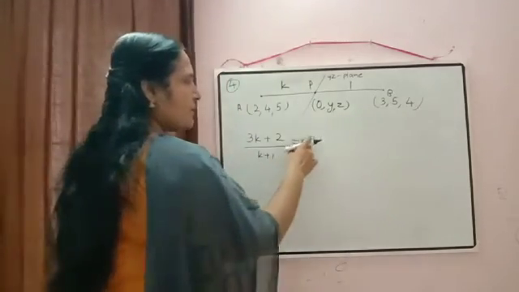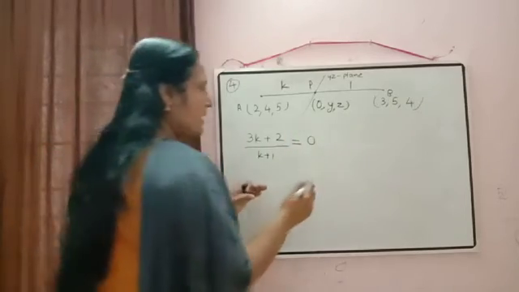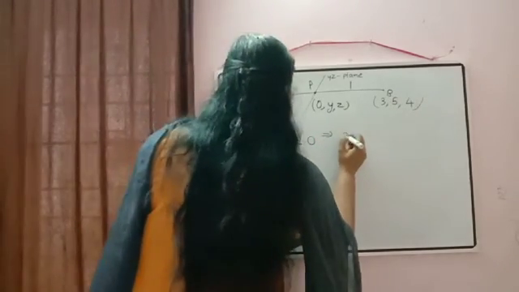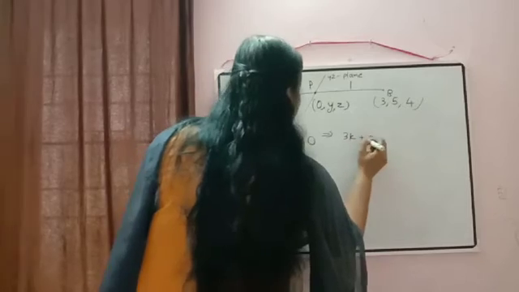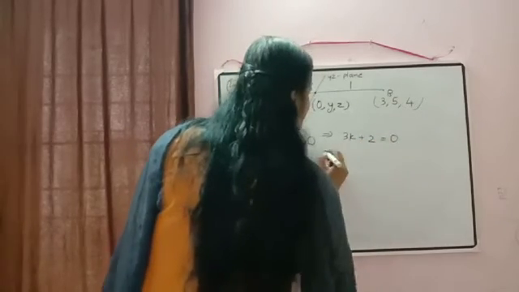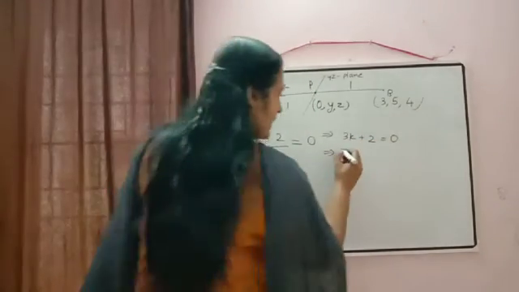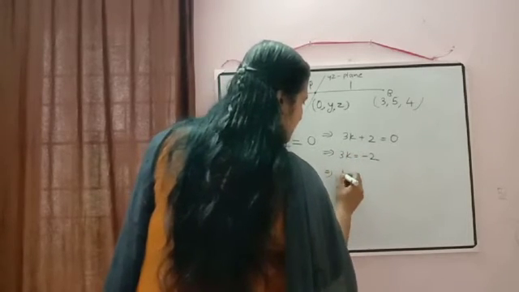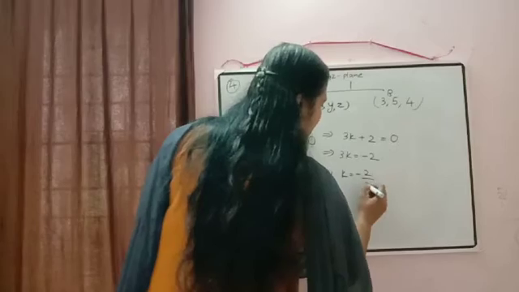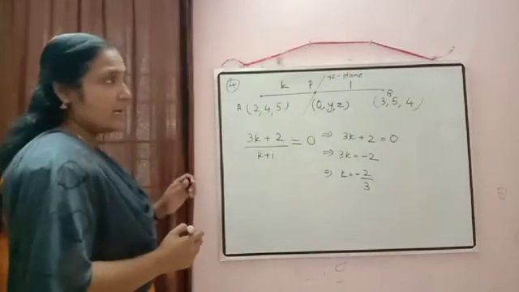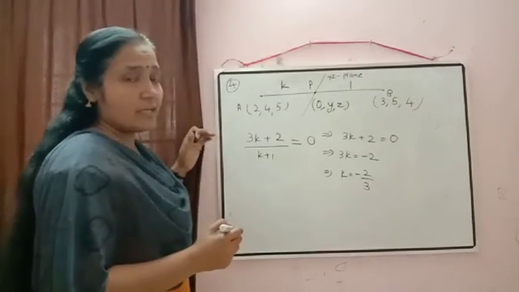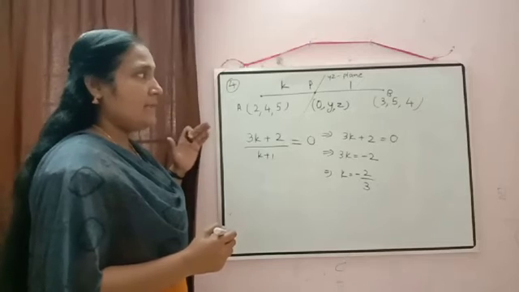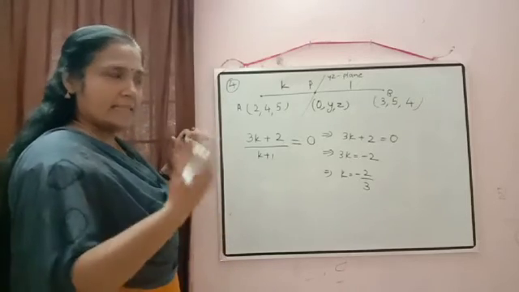Now k plus 1 we will shift to right hand side. 0 multiplied by anything will be equal to 0. So we are getting here 3k plus 2 is equal to 0. Then we will get here 3k is equal to minus 2, or k is equal to minus 2 by 3. So we are getting k negative. What it means? Yes, it means it divides AB externally there.